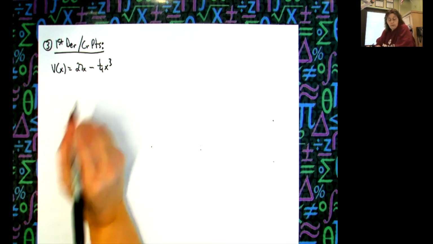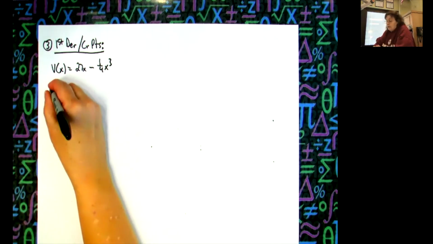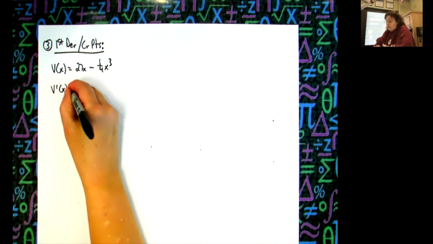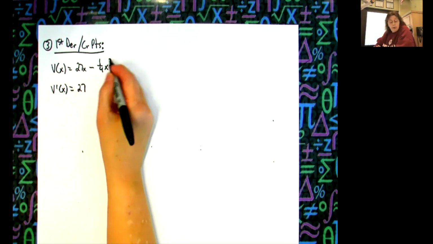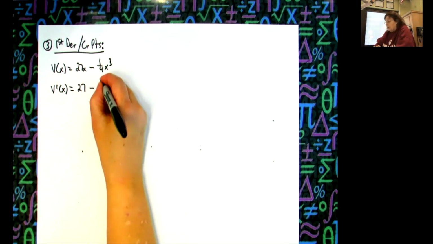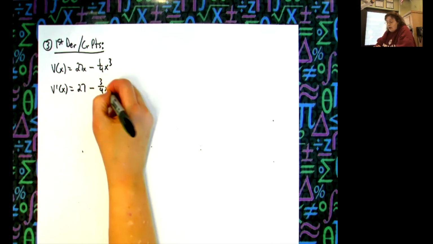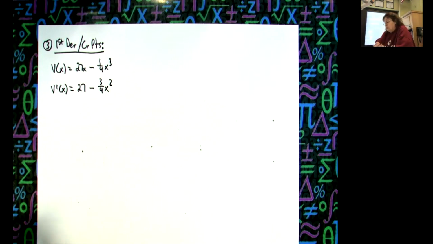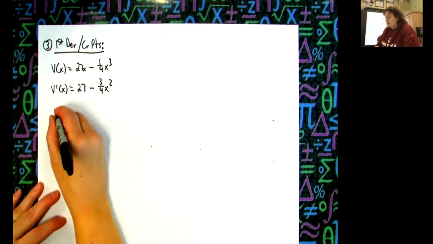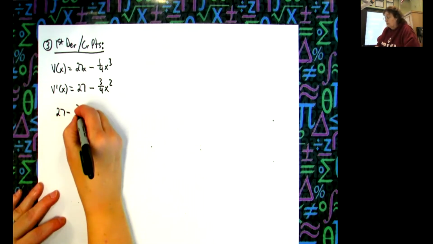Okay, so from here, I want to go ahead and take that derivative. So v prime of x, all right, that 27x is just going to go to a 27. Over here, I'm going to do power rule. So I'm going to have minus 3/4 x, and then subtract 1 from that exponent. Okay. Pretty straightforward. There's not anything really easier that I can do to simplify this. So I'm going to go ahead and set that equal to 0 and solve to find those critical points.